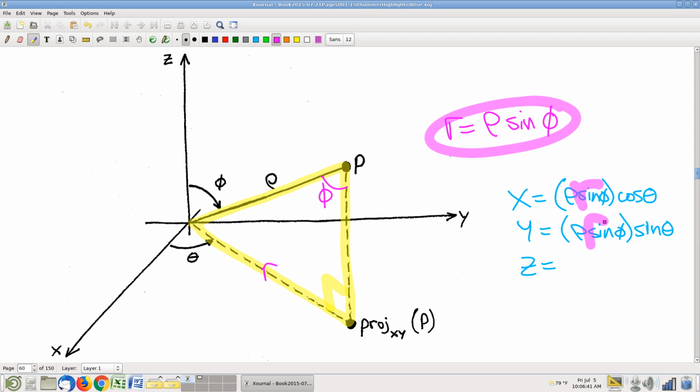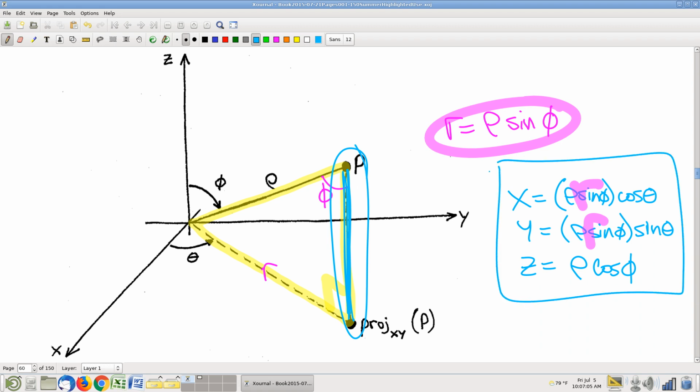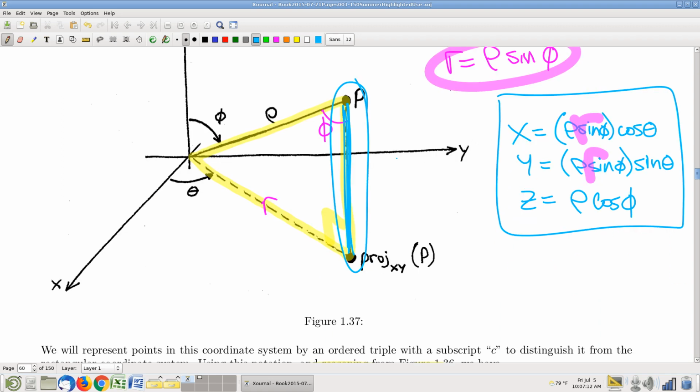Now z, okay, we do have to treat z a little bit differently. Well, z is, let's see here, z is this distance. And that's just another side of this same yellow triangle, and so z is rho cosine phi. So make sure to know these formulas. These are the spherical coordinate conversion formulas. Something you got to know. Okay.